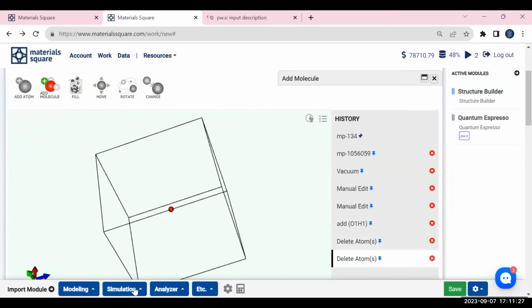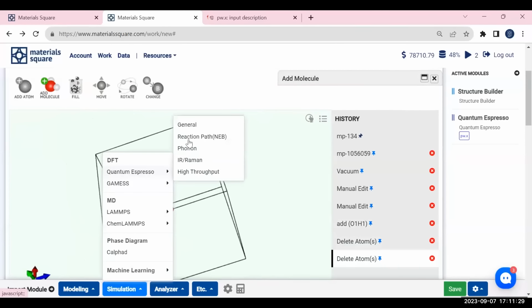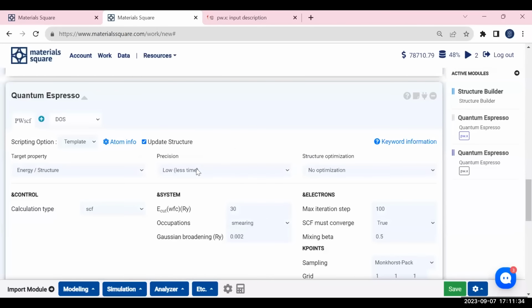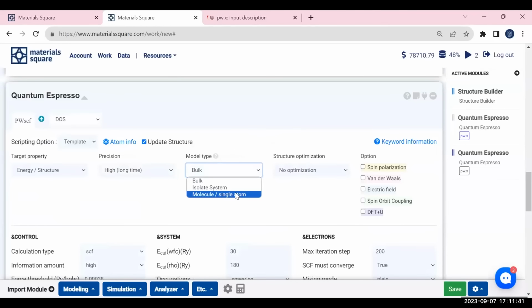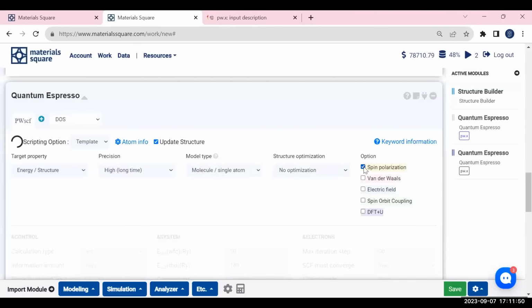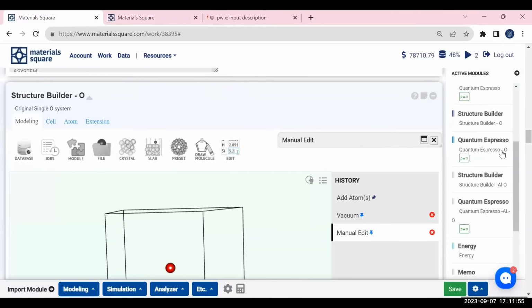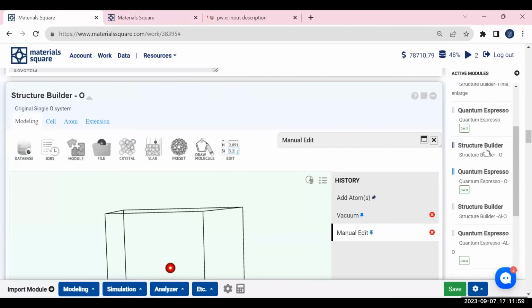After you create this one, you just go simulation, Quantum Espresso, general, and you need also to connect your single atom this way, and high energy. It has to be molecule single atom. We have to also introduce spin polarization. So in this way, just show you the result, how it has been done. We don't need to just wait more.